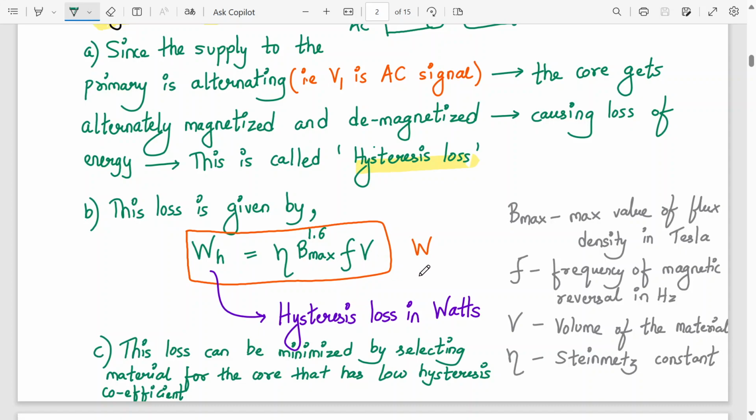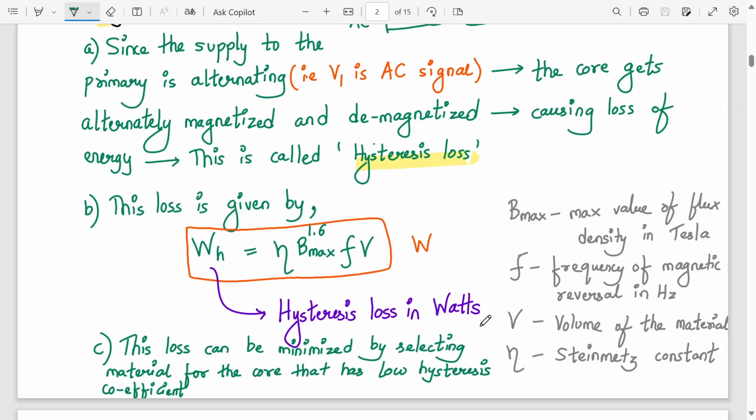WH is my hysteresis loss in watts. Here B max is the maximum value of flux density in Tesla. F is the frequency of magnetic reversal in Hertz. V is the volume of the material, and eta is the Steinmetz constant.